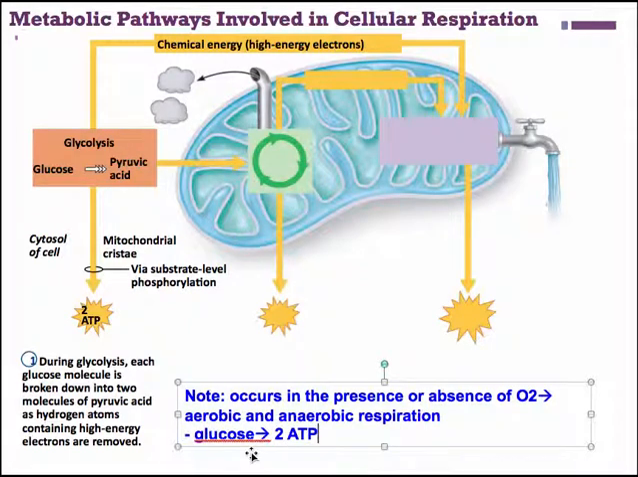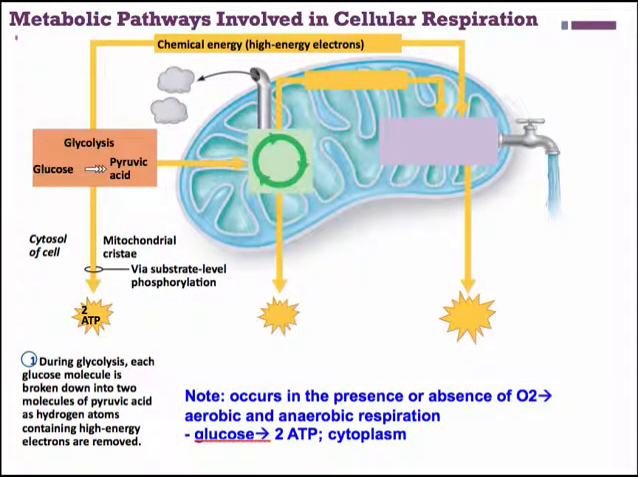And all of this occurs where in the cell? You remember? In the cytoplasm. So this is why we don't need oxygen just yet. We're not entering into our mitochondria. So all this is within our cytoplasm.